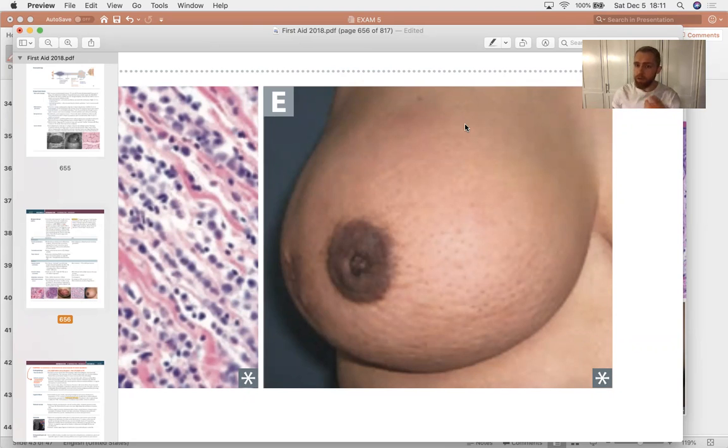And so this orange peel, plugged up inflammatory carcinoma of the breast, which by the way is probably the most severe breast cancer with the worst prognosis. This is a direct result of Paget disease of the breast, which is why it's important to know about both.